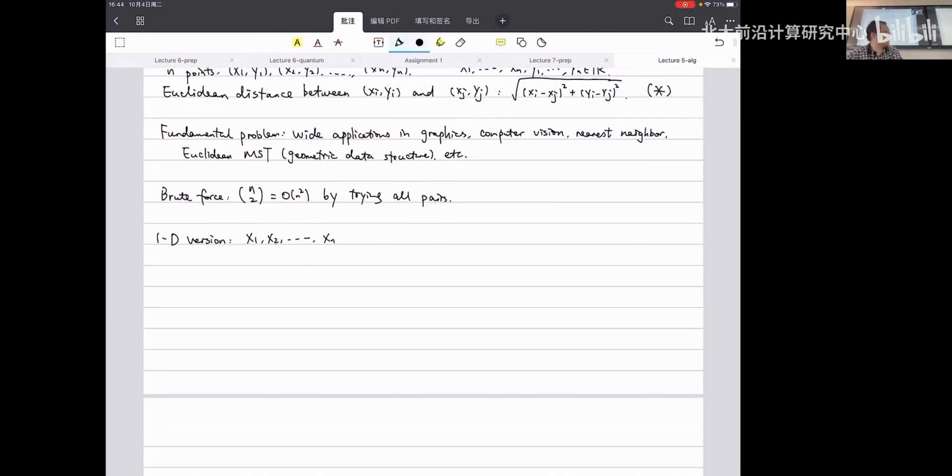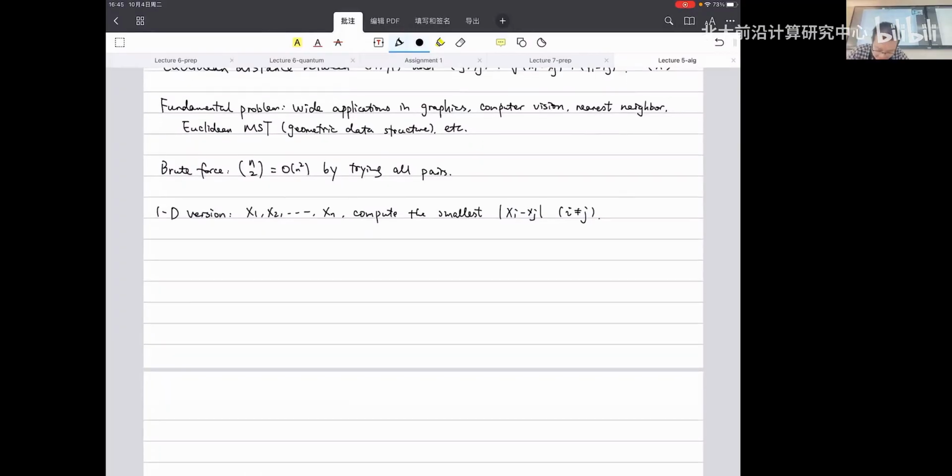So basically you want to compute the smallest xi minus xj, where of course i is not equal to j. Maybe you can quickly think about this. Can you actually do this better than O of n squared? Yes. As you can clearly see, we can actually give an O of n log n algorithm.